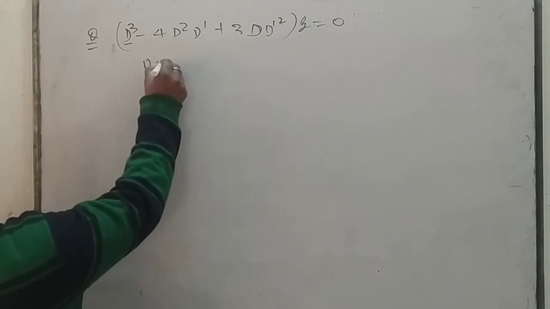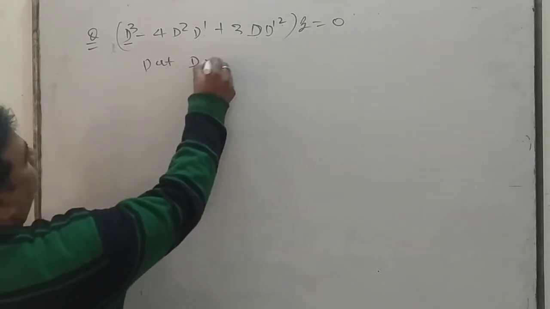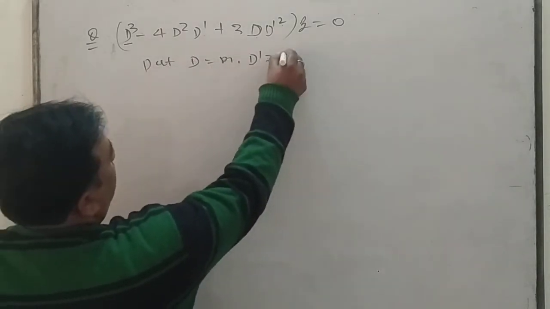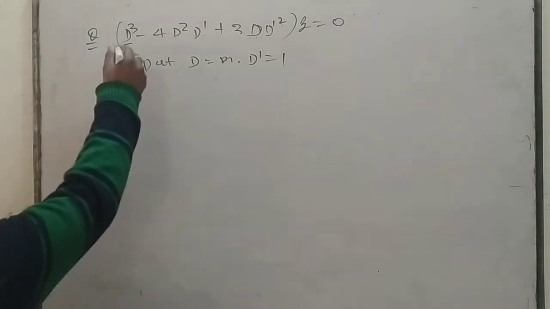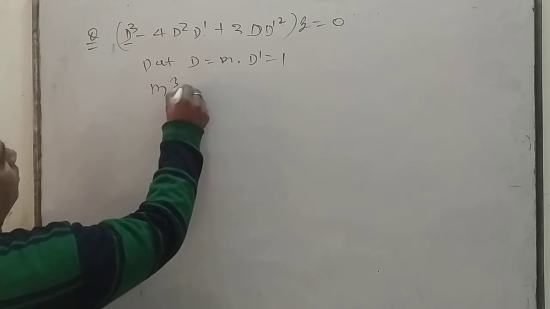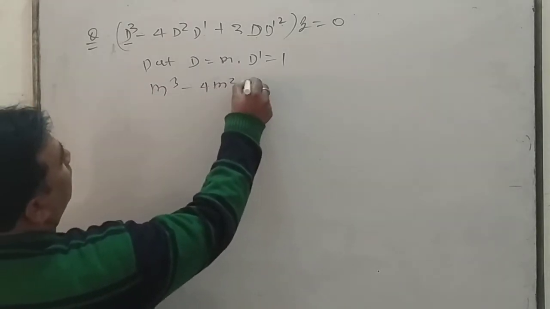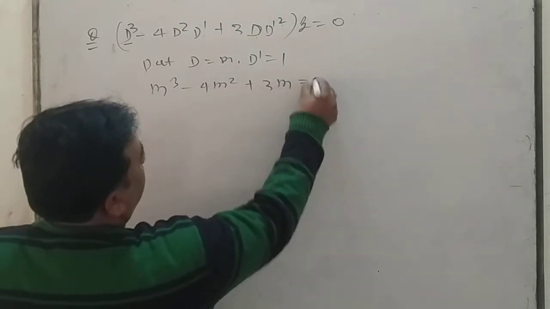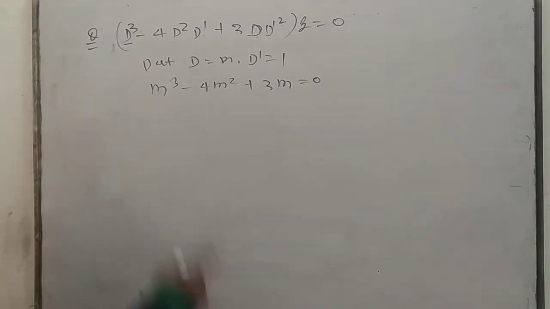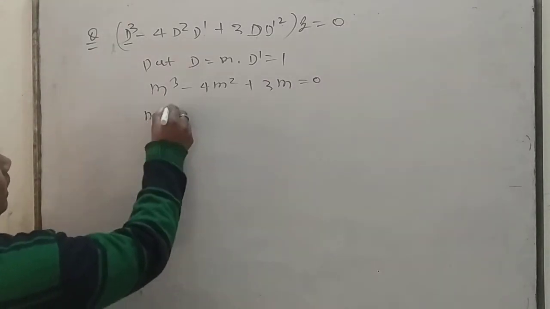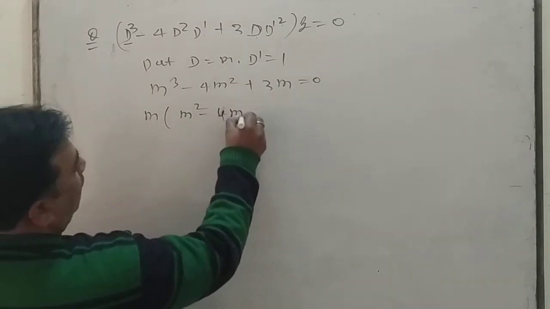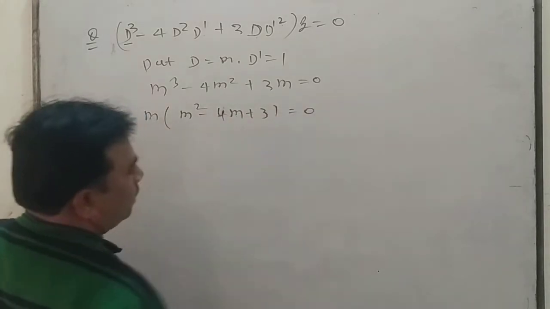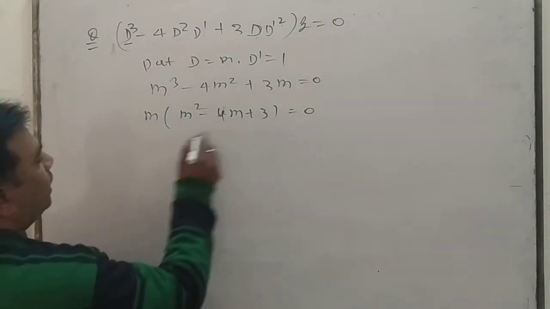Solution: put D equal to m and D dash equal to 1. So m cube minus 4m square plus 3m equal to 0. Taking m common, m square minus 4m plus 3 equal to 0. We factorize this quadratic equation.